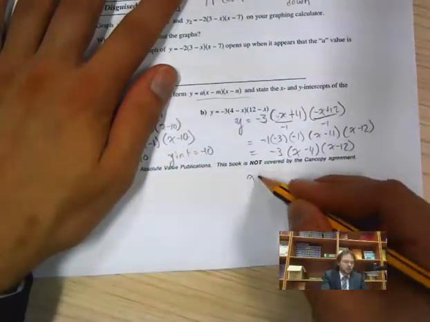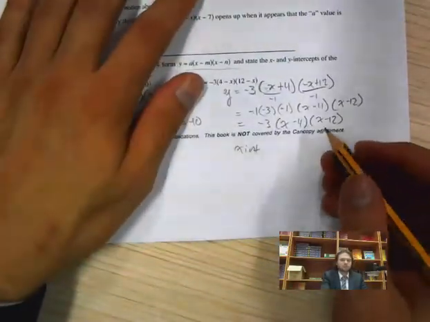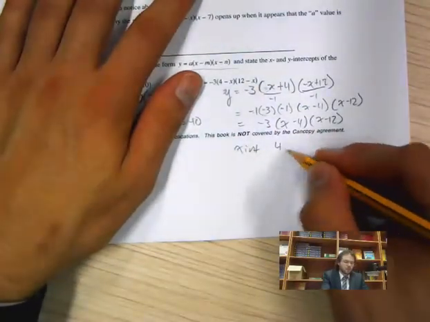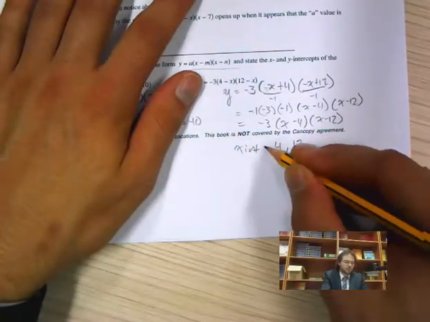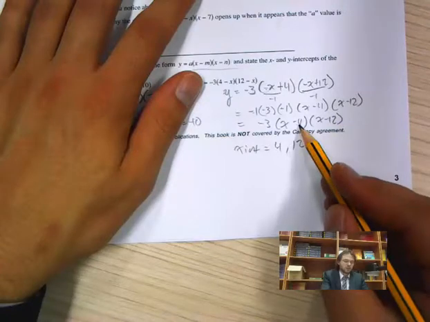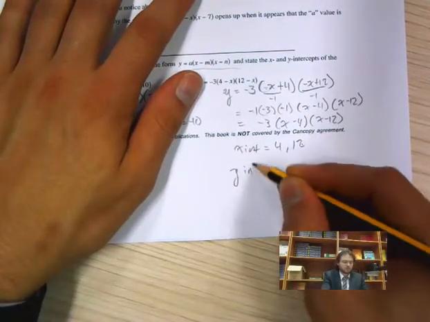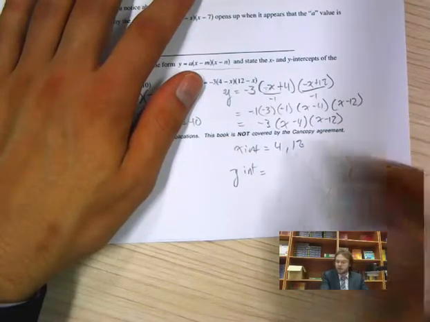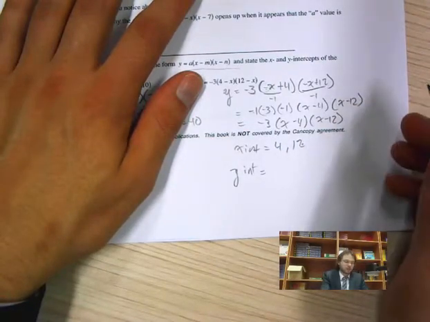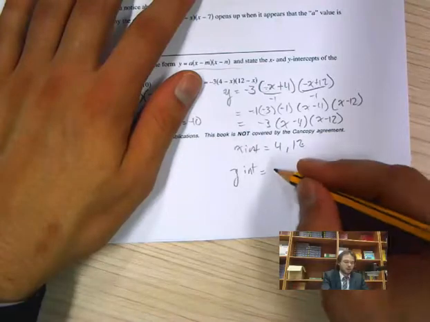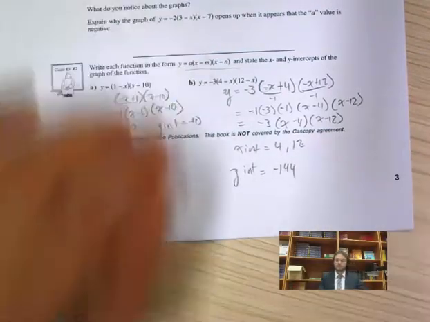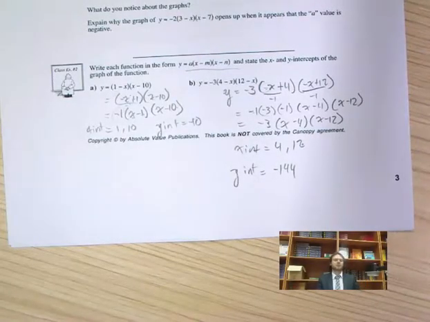So my x-intercepts are 4 and 12. My y-intercept is 4 times 12 multiplied by negative 3. 4 times 12 is 48, multiplied by negative 3 is negative 144. Okay? And that's everything. That's how we do that.